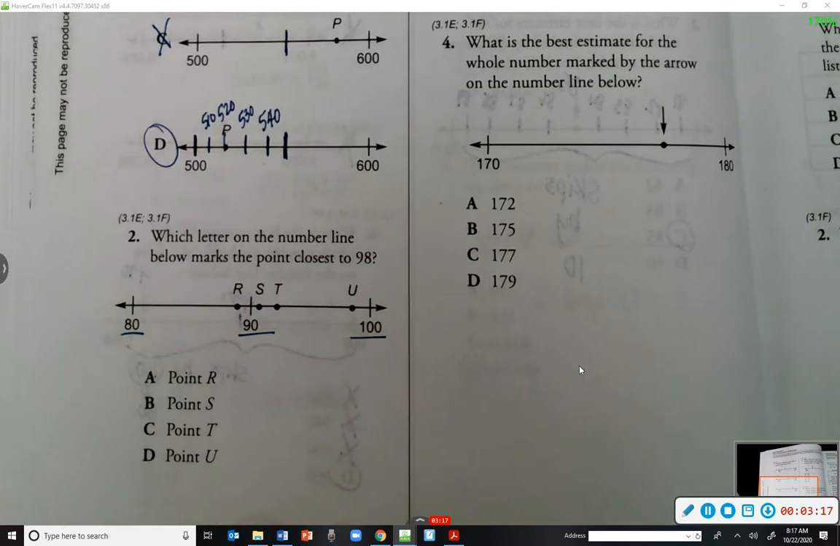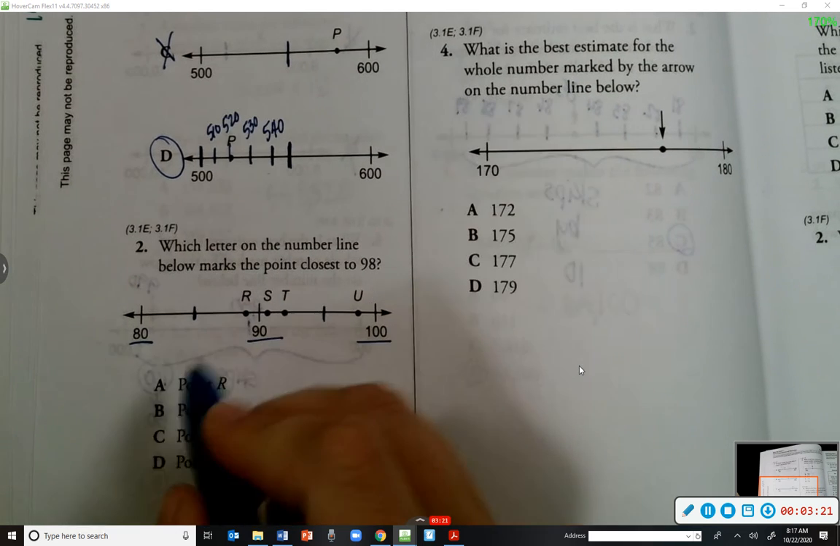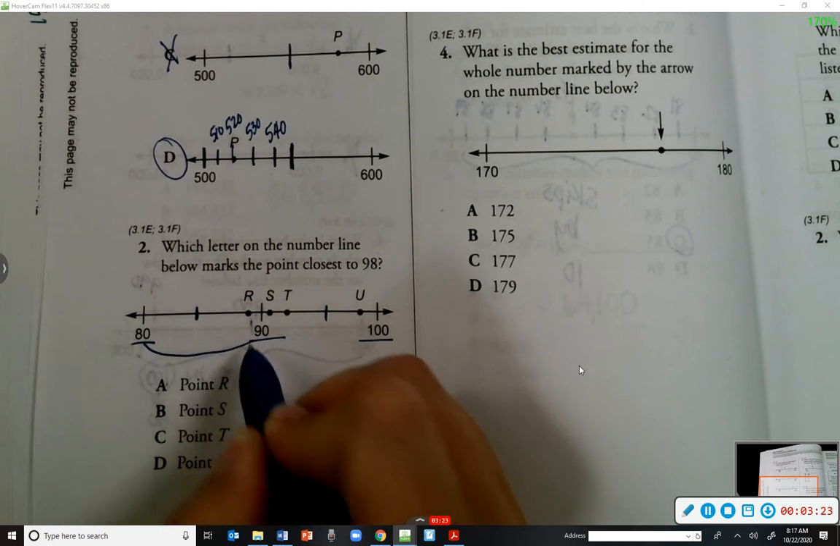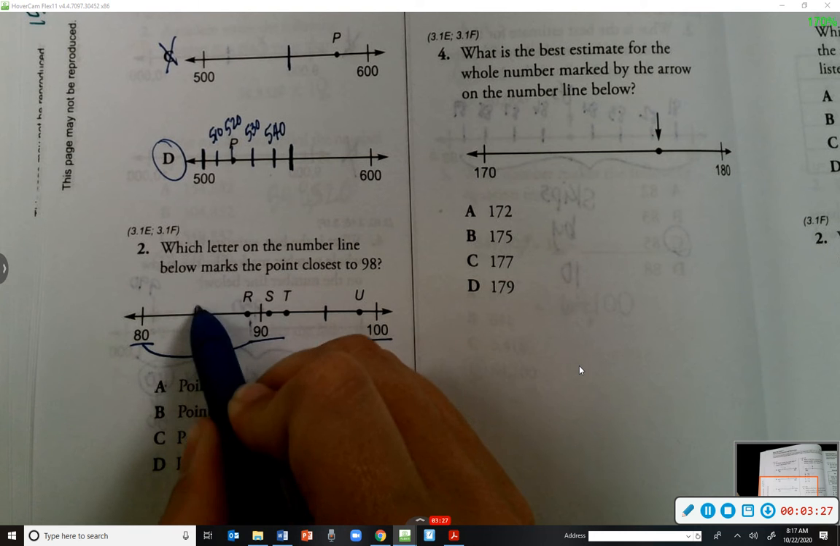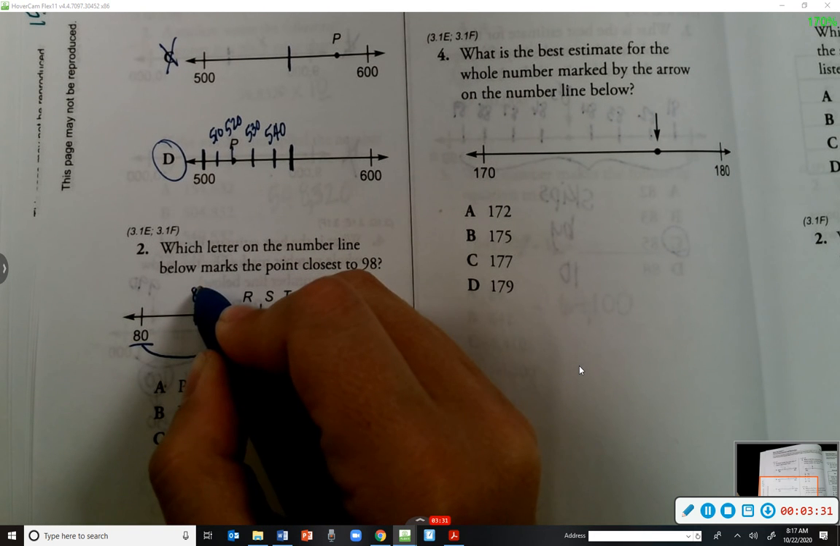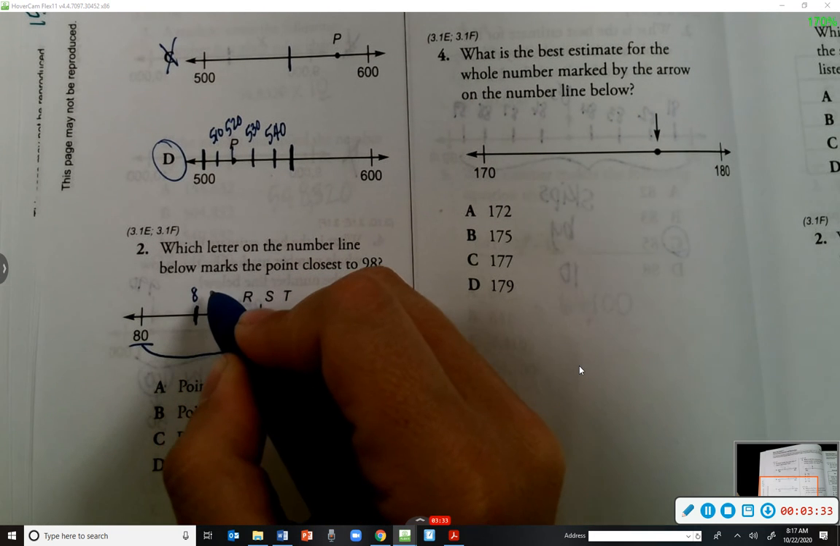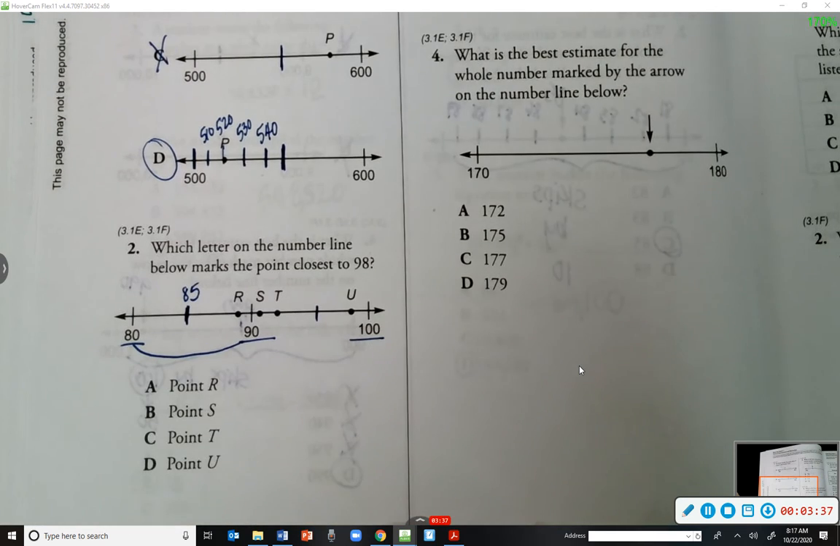Okay, so they're skipping by 10s. So in between those would be the halfway mark. So what would be halfway between 80 and 90? It'll be right here in the middle. I heard 80 something. 85. Be confident in your answer. Say it out. 85. Good.